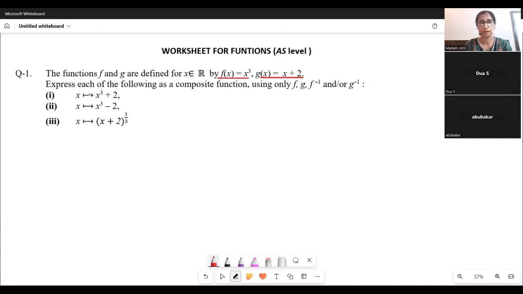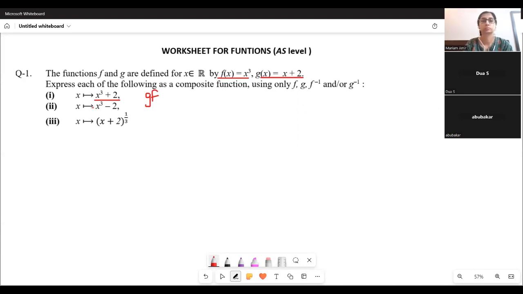Okay. So then what is x cubed plus 2 in terms of f, g, f inverse or g inverse? x cubed plus 2. Sorry? GF. So you're saying that f is going into g. Let's see, is f going into g? Yes, it is, because it's becoming x cubed plus 2. So yes, GF is correct for the first one. Okay. What about x cubed minus 2?